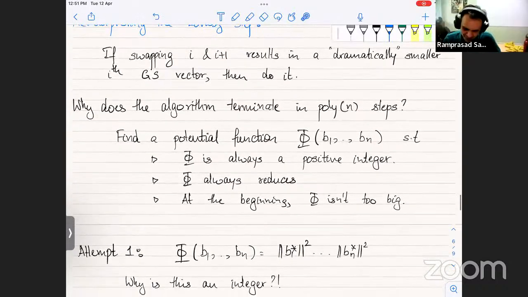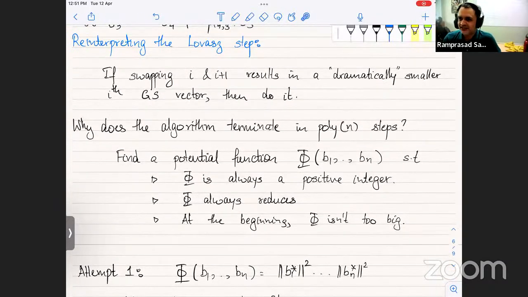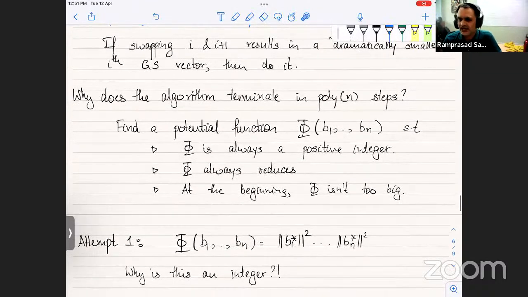Excellent. So we're going to do something similar. We're just going to take the product, because it's easier to analyze. Okay, so I'm just going to say B1 through Bn was my basis. The Gram-Schmidt vectors, the length somehow seemed to be the relevant thing because we were doing a swap because some length went down. So let's just take our potential function to be the product of all the length squares. First thing, why is this an integer?